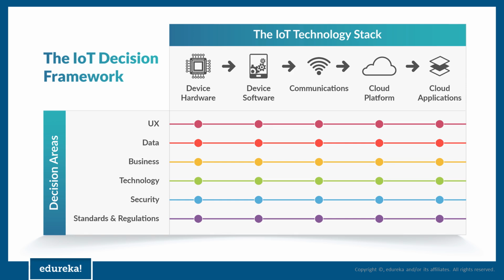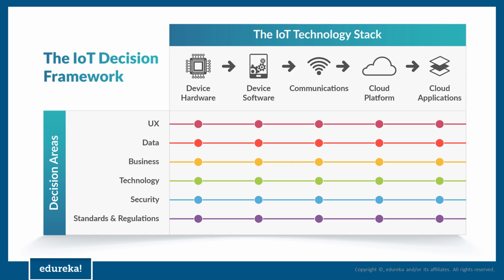So device hardware is there, device software is there, communications is there, cloud platform is there, cloud applications are here. These are the five parts of the technology stack of the IoT. And then for each area of the technology stack, you see what user interface (UX) you need, what data you expect from there, what the business requirement is, what the technology behind that part is, how you are handling security there, and how you are managing standards and regulations. So you start with, let's say, hardware.